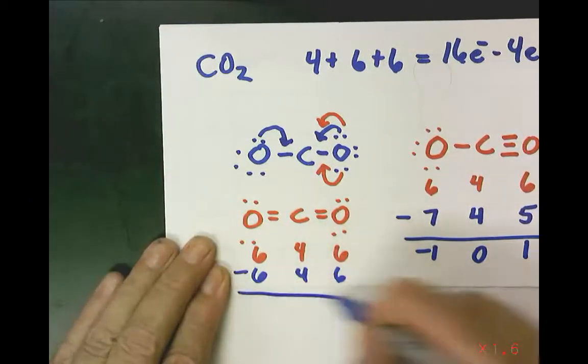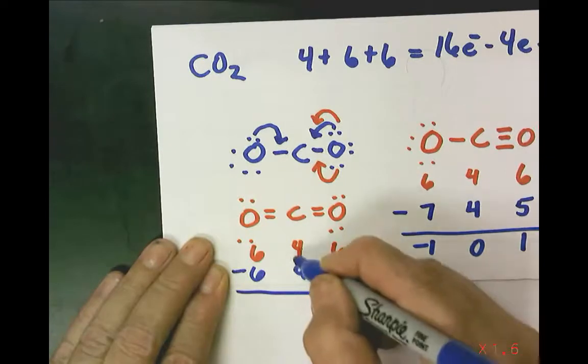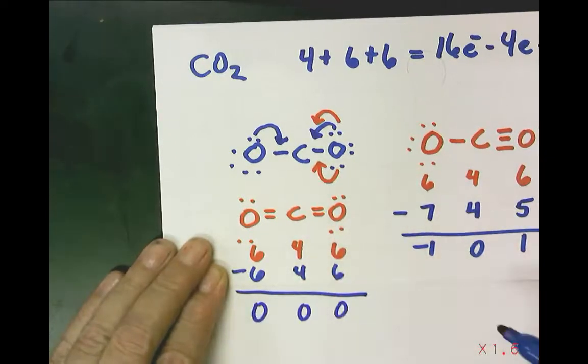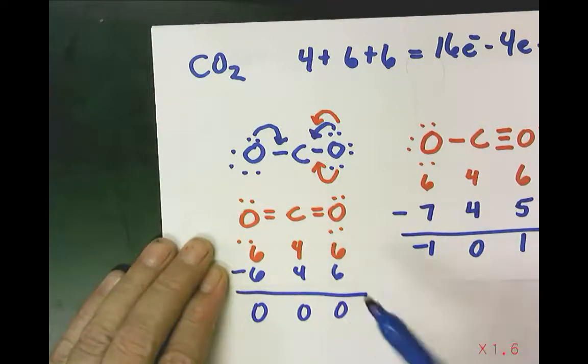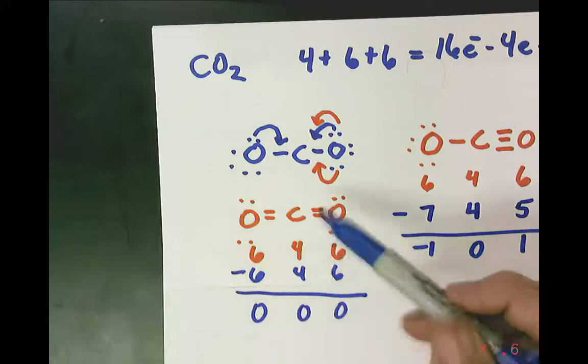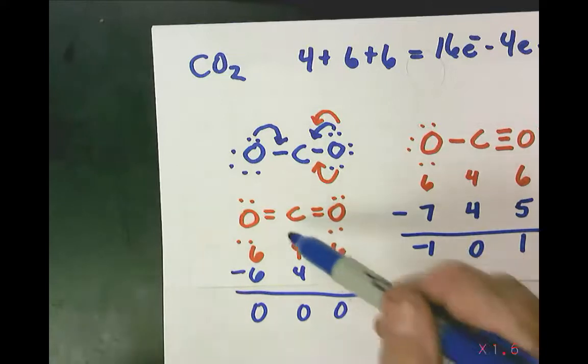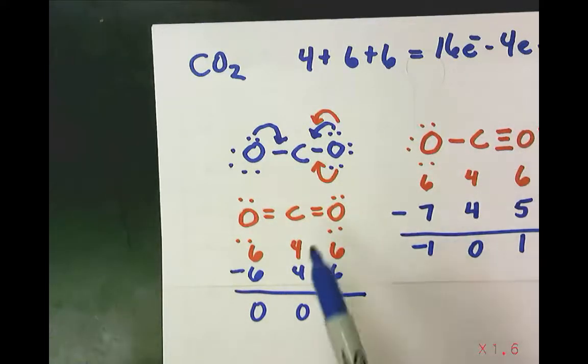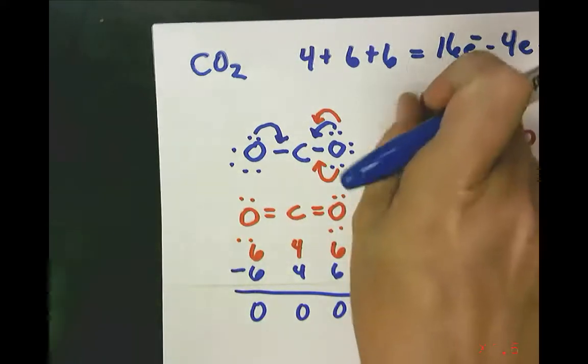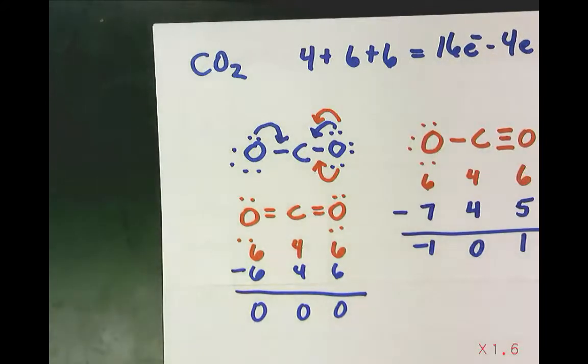All right, so now as we subtract these, we get 0, 0, 0. So this one reaches all zeros, and so this structure is more correct than this structure. So this is how you would draw the Lewis structure of carbon dioxide.